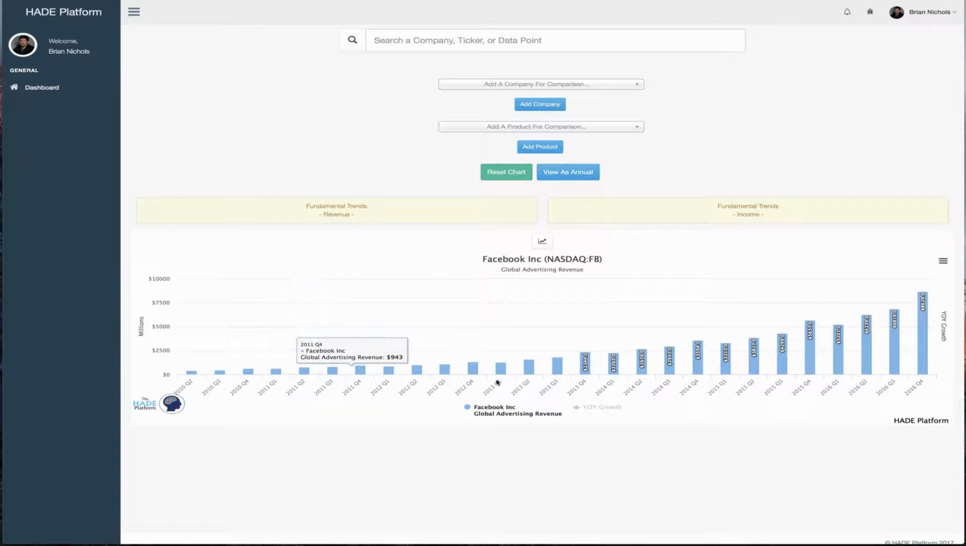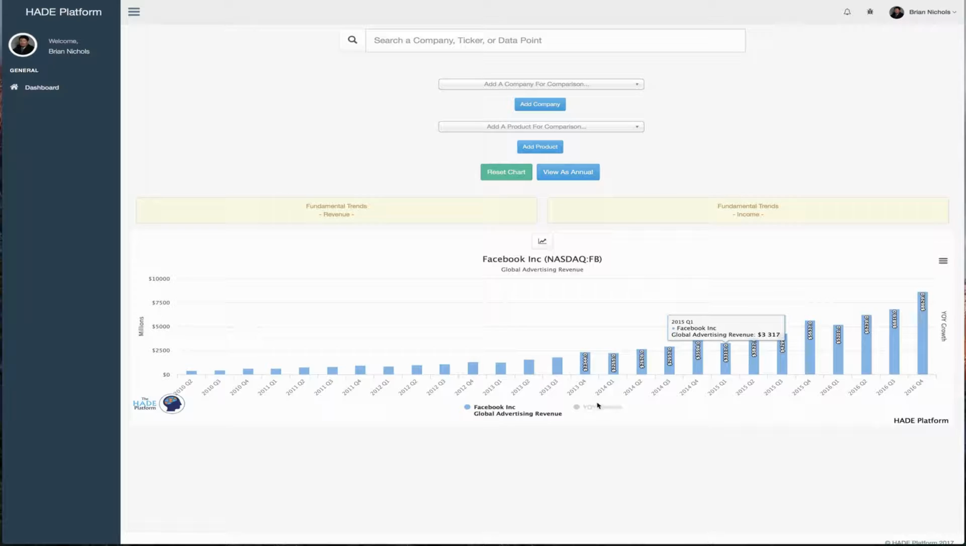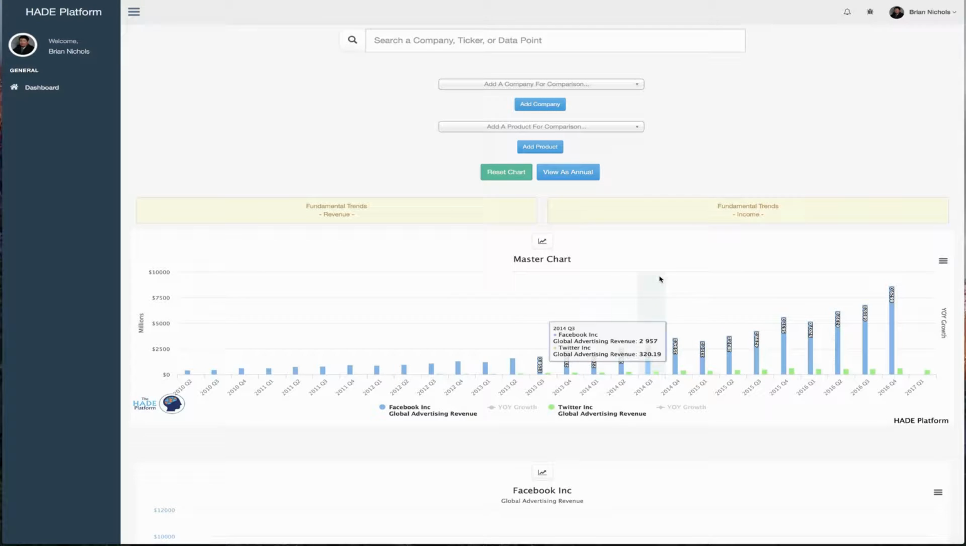Every data point is completely interactive in a chart that can be viewed as a bar chart, or it can be viewed as a line chart. It can also be manipulated to look at specific time frames, or you can incorporate different types of metrics. But for this point, there are two different ways to interact with our data. You can choose to look at two different companies or three different companies that share the same data point, such as global advertising revenue, Twitter, in the same segment and industry.